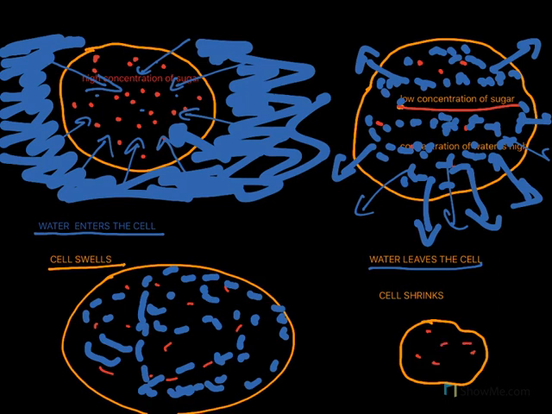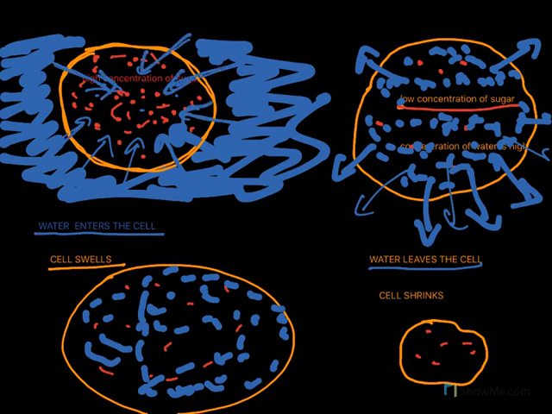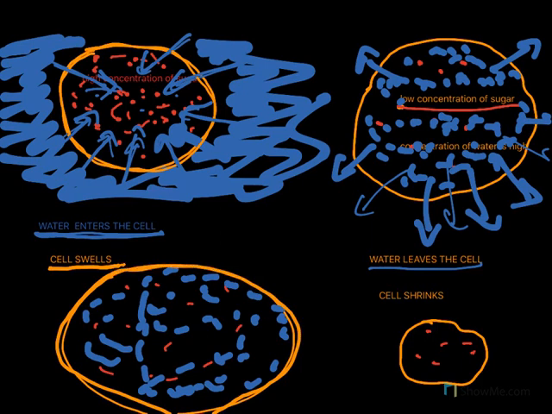Okay, so we'll just summarize what we have learned. Here we had the cell, and this cell had a high concentration of sugar, and because it had a high concentration of sugar, the water from the outside entered into the cell, the cell swells, and here the cell is much larger than the earlier case.